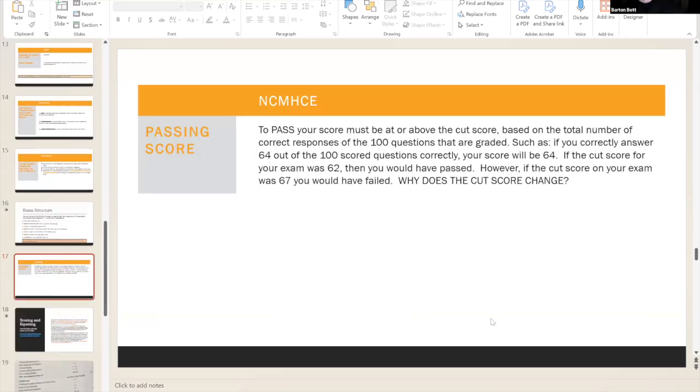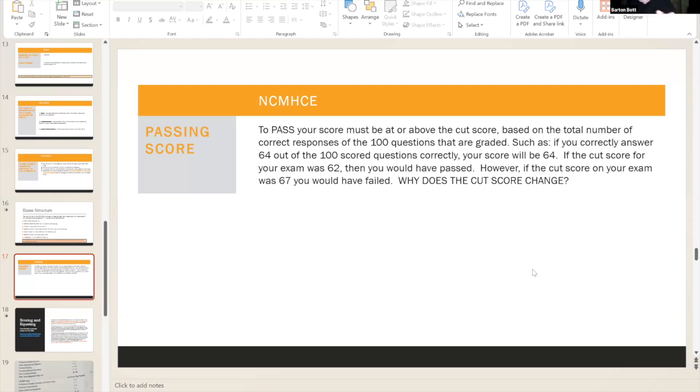Now, the passing score. To pass the test, your score must be at or above the cut score. Such as, if you correctly answered 64 questions out of the 100 that were graded, and the minimum score or cut score were 62, then you would have passed the exam. However, if the cut score was 67, you would have missed passing by 3 points.